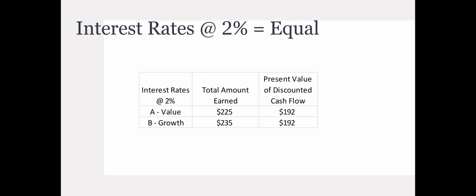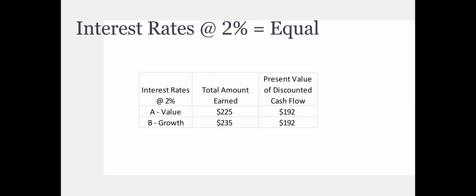Now, in Company B, again, the growth company did not pay a dividend for the first 10 years. However, you got a slightly larger terminal value of 235. If we discount that 235 over a 10-year period, with interest rates at 2%, interestingly enough, we actually get to the same present value today, $192.